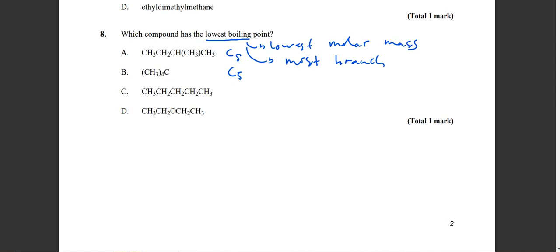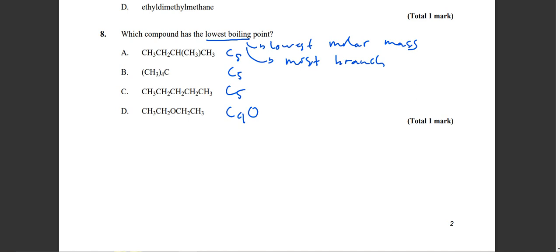And then this one is 1, 2, 3, 4, 5, also C5. This one is 1, 2, 3, 4, C4, but there is also oxygen. So they approximately have the same molecular mass. This is an example of good or bad questions, but all of them have about the same molar mass if you calculate one by one.